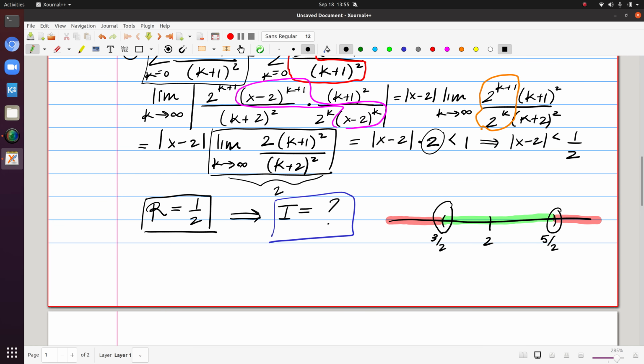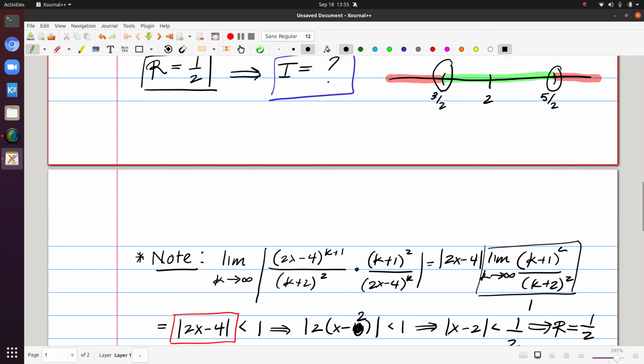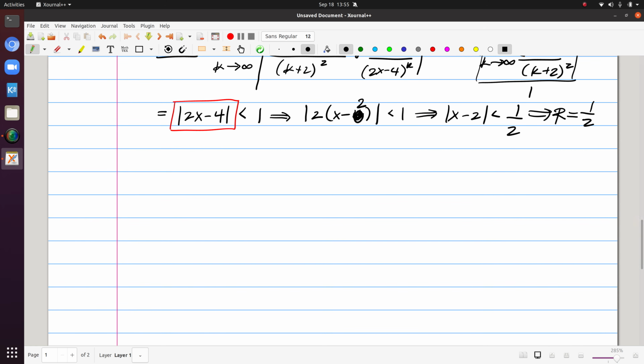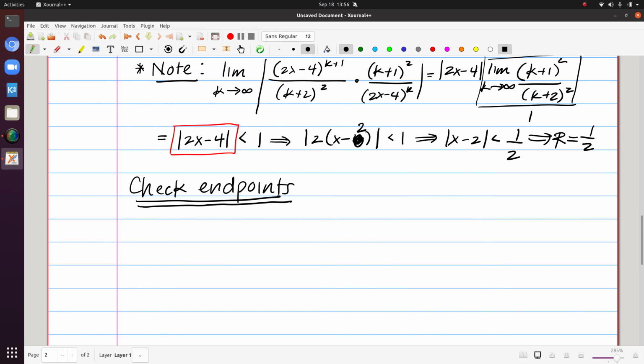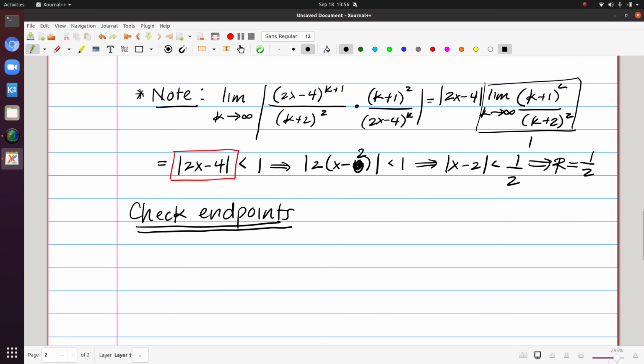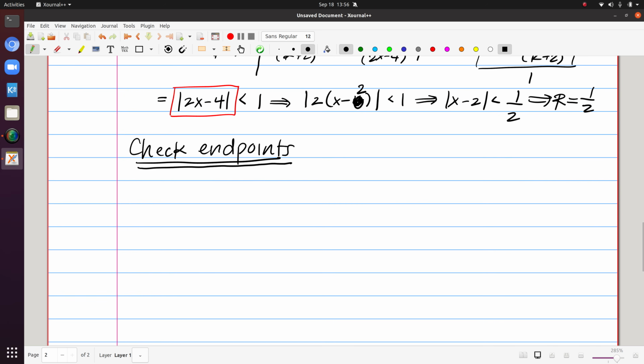And remember, I got to those by starting at the center and subtracting and adding the radius. And so we have to check the endpoints. And I really want to emphasize this, because this is commonly overlooked in these problems. So I cannot make any assumptions about the convergence at those endpoints, because that is where the ratio test would yield the limit 1.